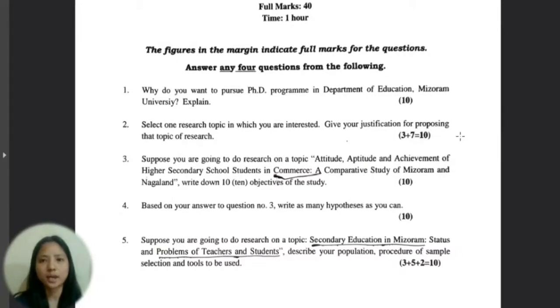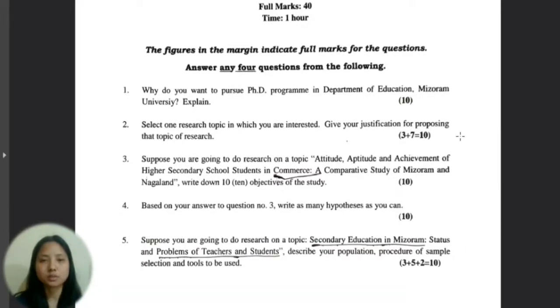So triangulation is when you use more than one tool. Say for example, here we can use an observation schedule. Observation in order to check if the road connectivity of the school is good or not, if the infrastructural development of the school is good or not, and if the ICT equipment is available or not. So in such cases one can use observation, and you can also use an interview schedule, and you can also use a questionnaire. So when you use more than one tool, then it becomes triangulation.